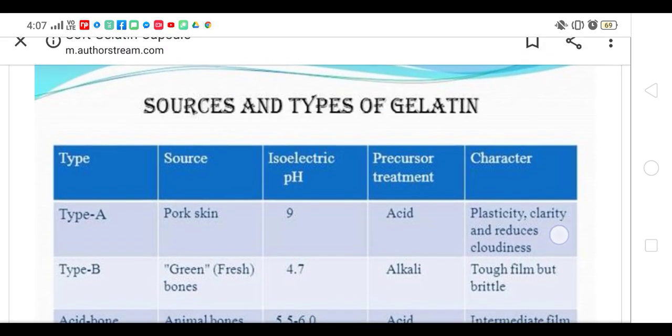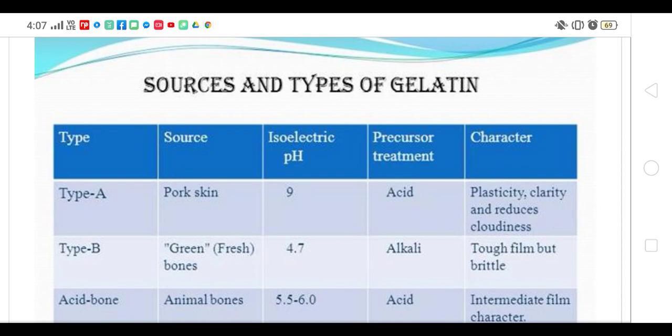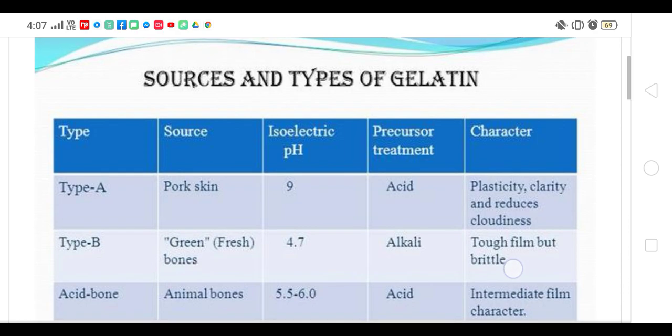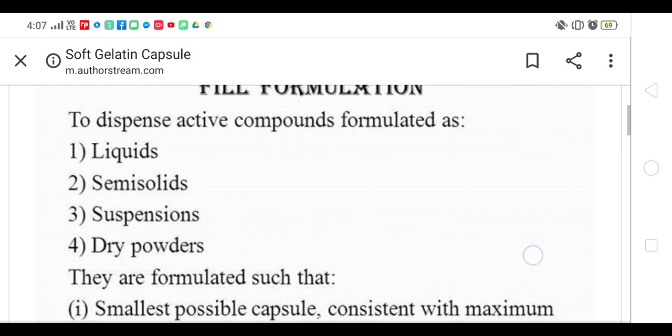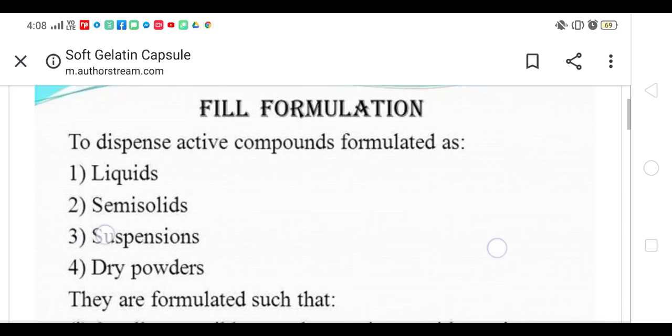Sources and types of gelatin, that we have already discussed, type A, type B. Type A is from skin, B is from bones. If you want a tough film, then go for B. If you want plasticity in the shell, then go for type A. And the third is acid bone, animal bones. It will give intermediate characteristics. Right, so this is about gelatin.